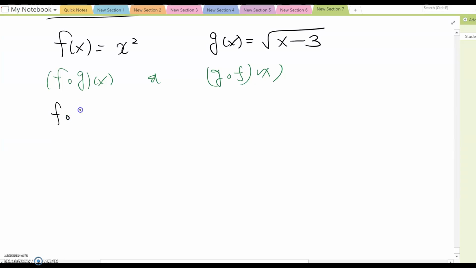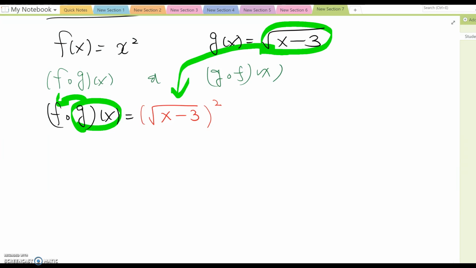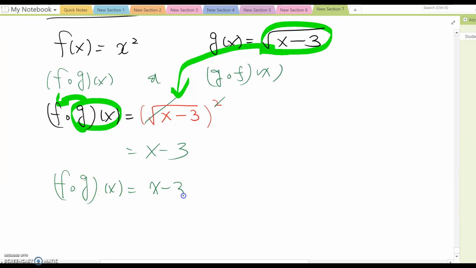So f open dot g(x) will be something squared, and then we need to plug g(x) into f, which is this one here, so that will go into here, which means the inside becomes square root of x minus 3, squared. Now if you simplify this one, it cancels out, so x minus 3. Therefore, f open dot g(x) equals x minus 3.